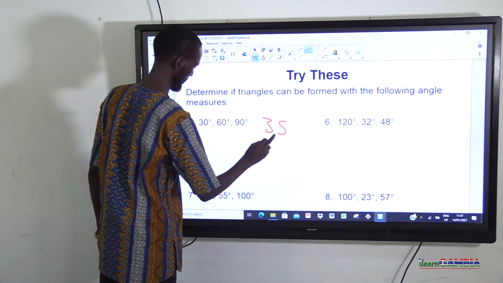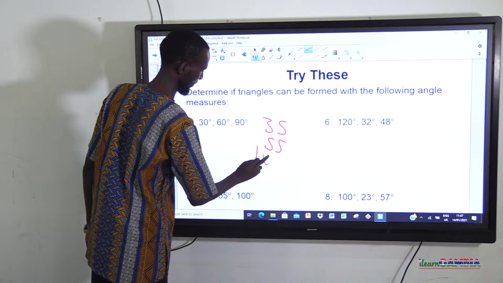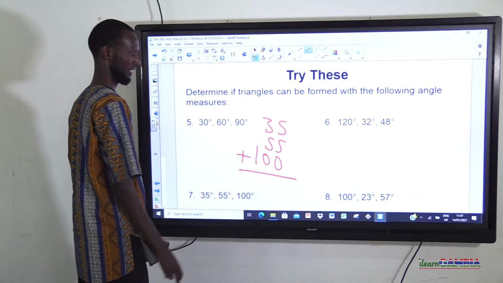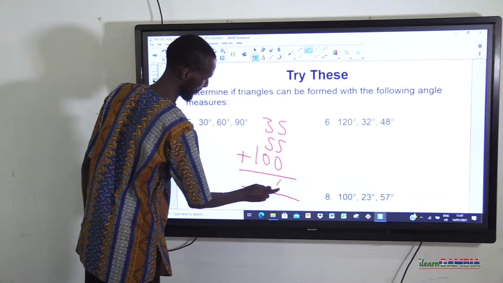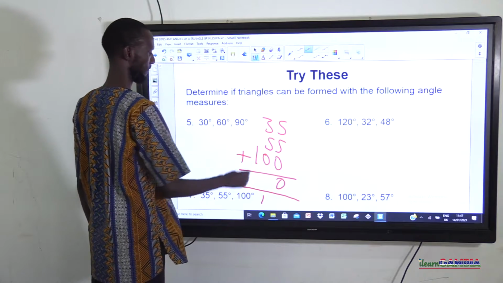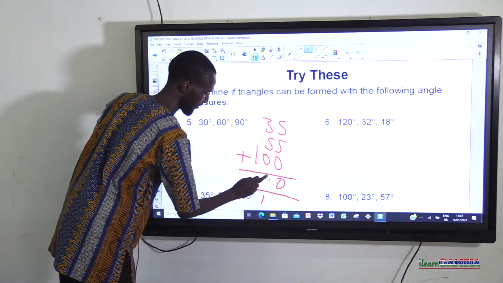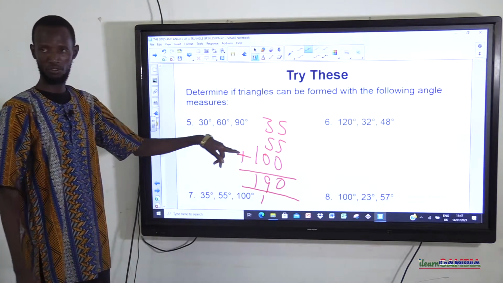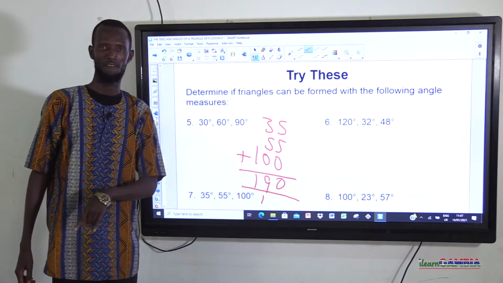35, 55, 100. If you add that up, 5 plus 5 will be 10, 0 carry 1, 1 and 5 is 6, 6 and 3 would give us 9, and then this one comes down. We get 190 degrees. But is that what we are looking for?